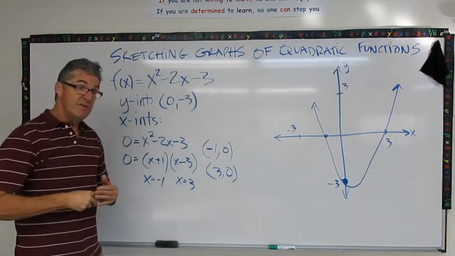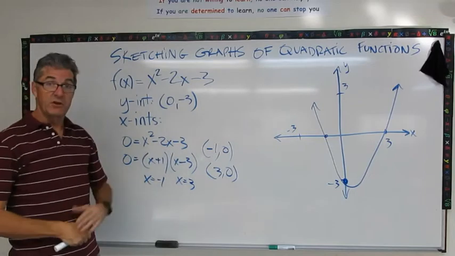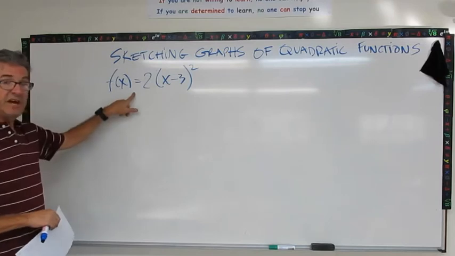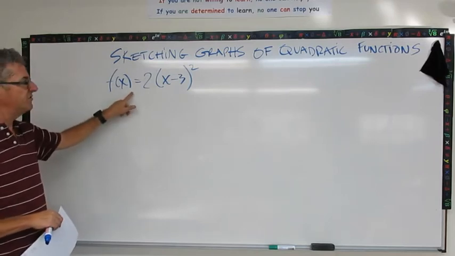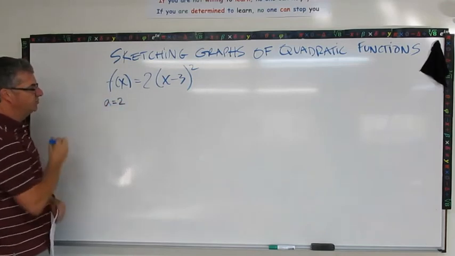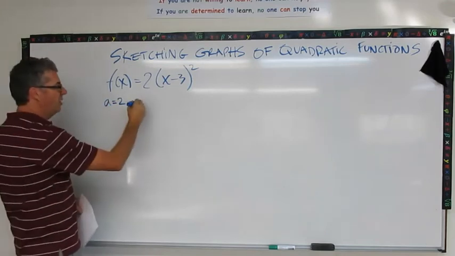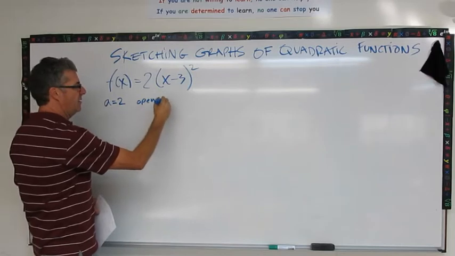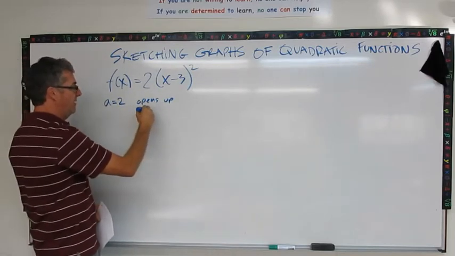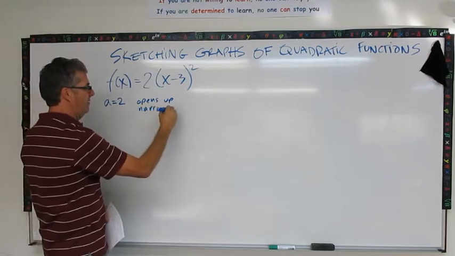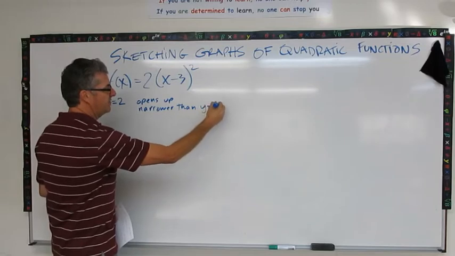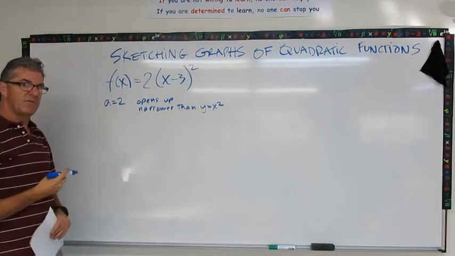Now for sketching from intercepts, that is a good enough graph. Okay, let's try another one. This time we're in vertex form. Let's talk about what we know here. My a equals 2. It's positive, so it opens up. And the 2 means it's narrower than y equals x squared. So already we know something about this parabola.